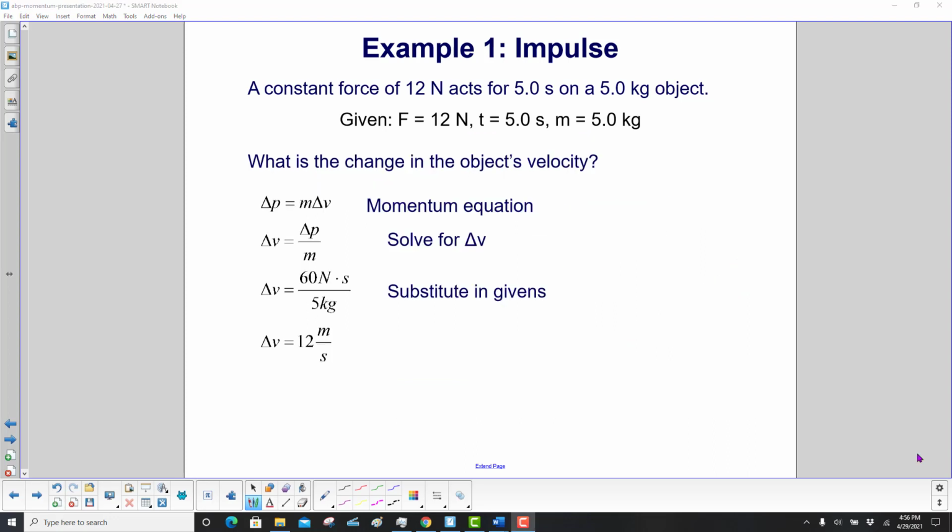Now we need to find the object's velocity, and we'll do that by using the momentum equation. Change in momentum is equal to the mass times the change in velocity. We solve that for change in velocity by dividing both sides by m. We substitute in our 60 newton seconds that we got on the previous slide for the change in momentum, divide it by the mass, and we get change in velocity is 12 meters per second.